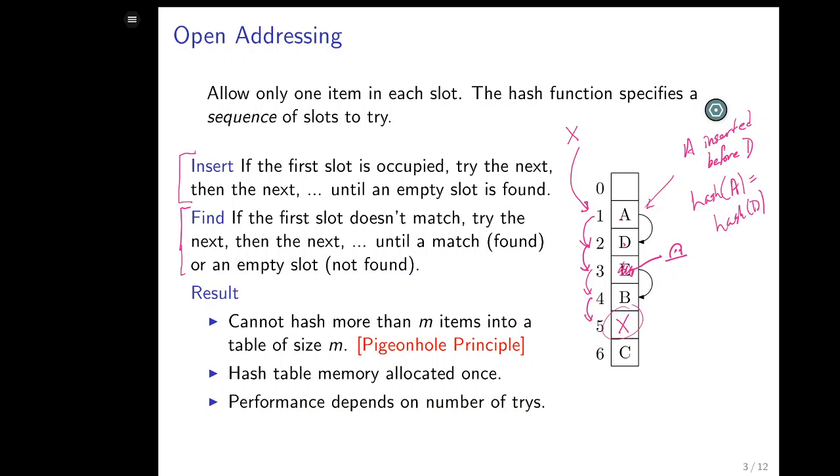But the advantages are that the hash table memory is allocated once, which means you don't have to make calls to the memory manager when you insert new items. You just use already existing empty slots. We have to understand its performance in terms of the number of tries, the number of locations we have to look at when we insert a new item. That's the performance of these hash tables. Okay, is it good? Open addressing, yeah.